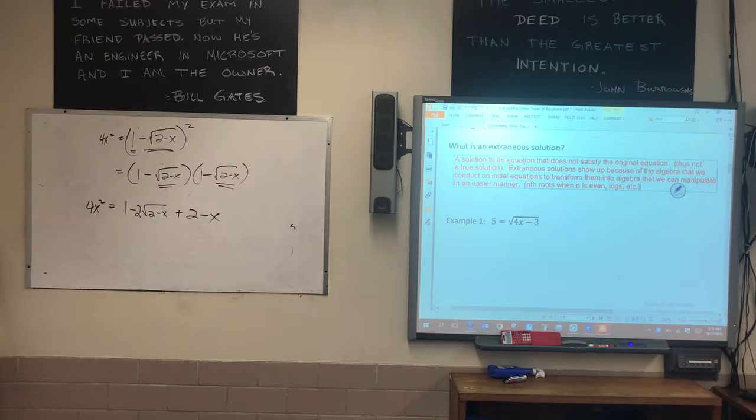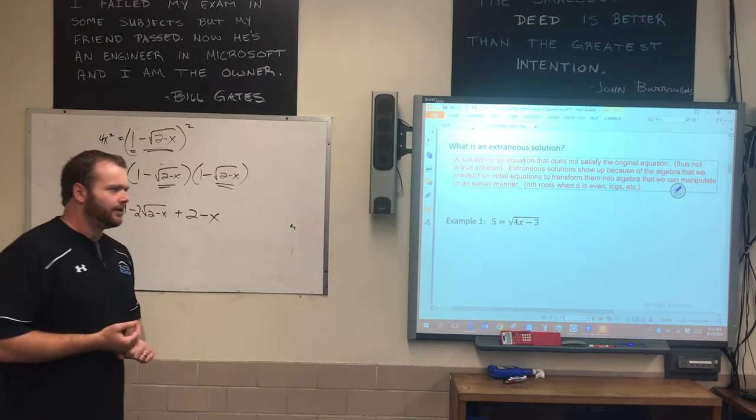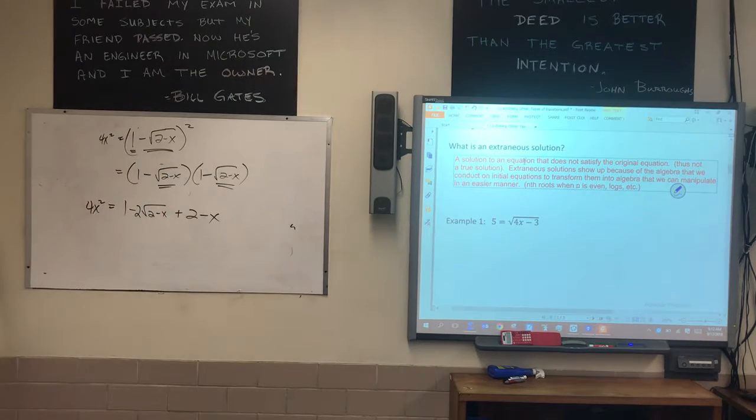Extraneous solutions show up because of the algebra that we're doing. Okay? Because we might have an equation that looks difficult, or we maybe don't have techniques to address it. So we start going through our algebra. Maybe we go through a squaring process. Maybe we go through a process that deals with a common denominator or something like that. And that process starts to change our equation to something that we can manipulate. All right? And we go through and solve that equation.